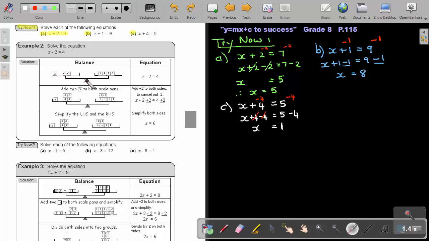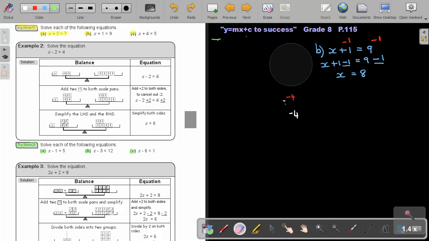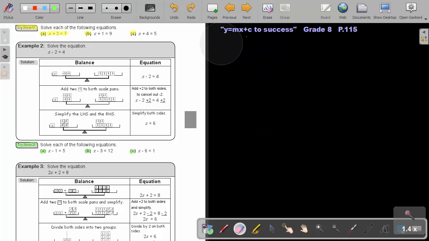There, I add 2 on that side, and I add 2 on that side, because I want x alone. And then I'm just going to cancel out, and 4 plus 2 is going to be 6. So again, I want you to do for me. Try now number A, B, and C. I'm going to rather make space for us. I think again, stop the video, and as soon as you are finished, you can continue with the video.